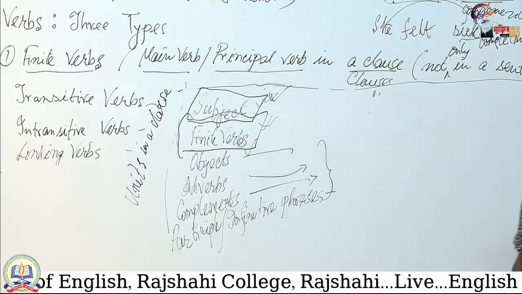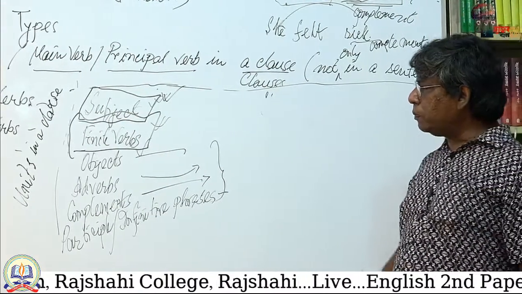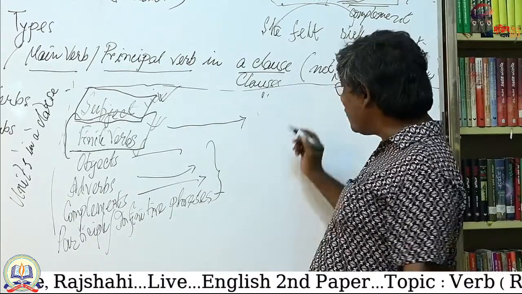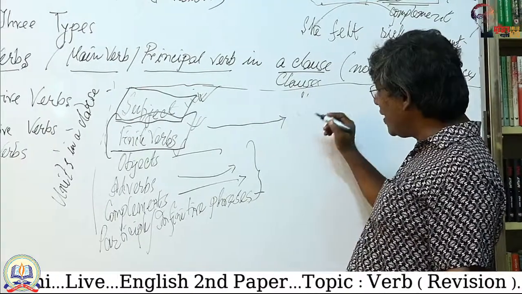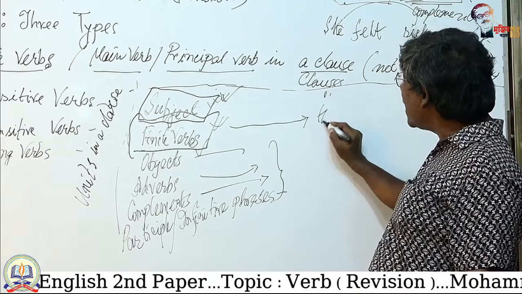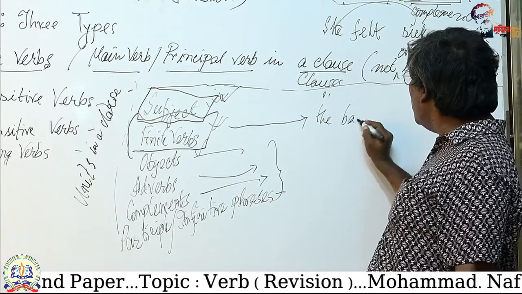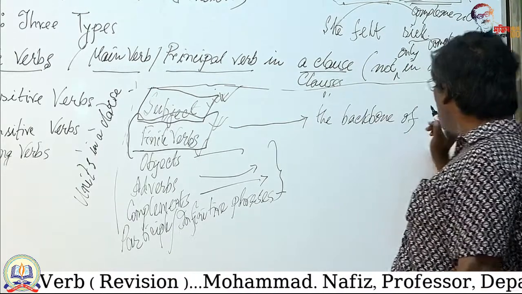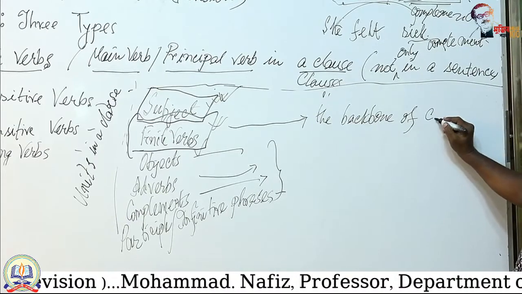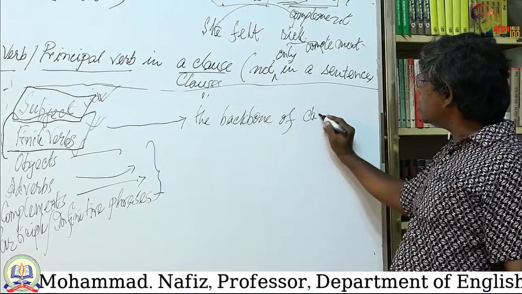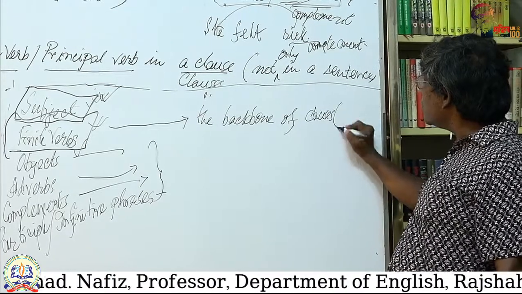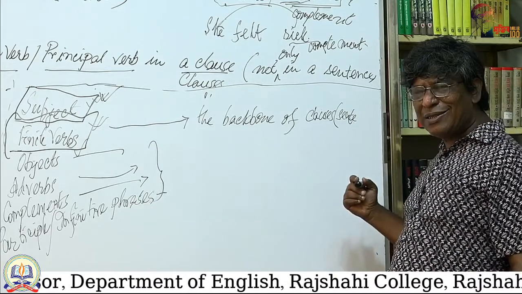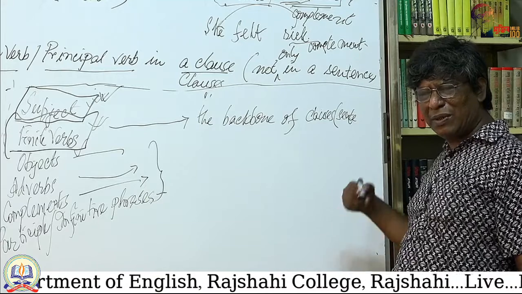Without a finite verb, there cannot be any sentence or clause. Therefore, the finite verbs can also be called the backbone of clauses and therefore sentences. Without a clause there can be no sentence, and without a finite verb there can be no clause.